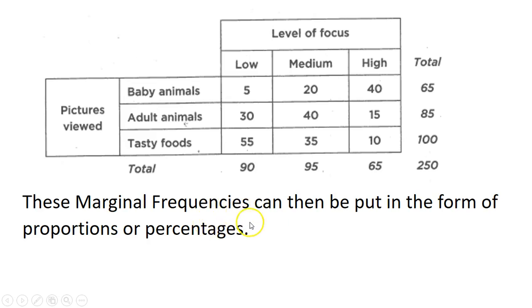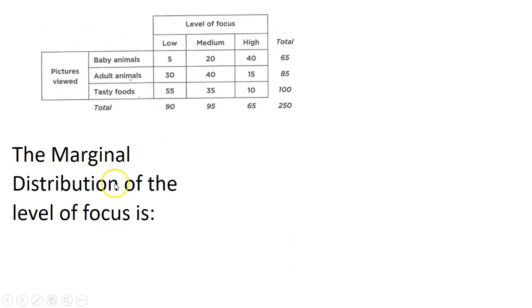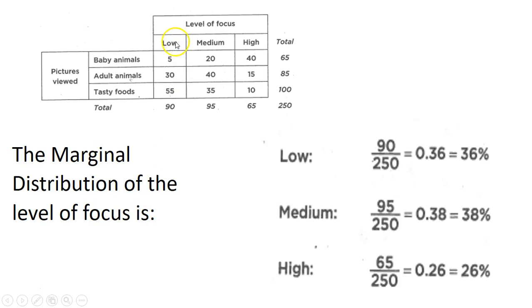These marginal frequencies can then be put in the form of proportions or percentages as well. Taking a look at that table, the marginal distribution of the level of focus is 90 out of 250, 95 out of 250, 65 out of 250, and we have our percents there. Again, if I'm going too fast, pause the video. That's why I write everything down on the screen so you can pause to see it. So there are your frequencies.